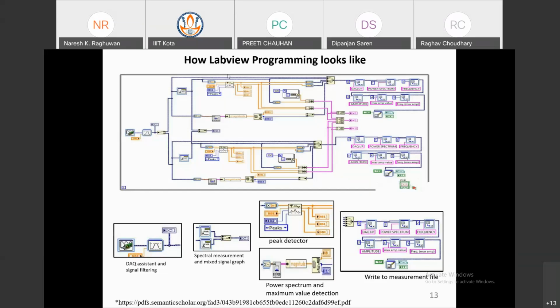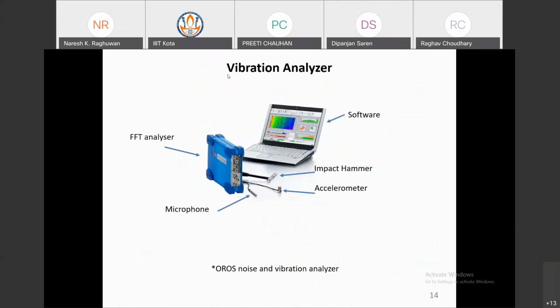Okay, so after this programming, you will get the vibration signal. After getting the vibration signals in the time domain or frequency domain, then you apply some signal processing techniques. Okay, so in LabVIEW also you can do this, or in the next slide, this is some software based. I have also worked on this software for vibration analysis. Some Oros company is there. So some FFT analyzer is here. I think 4 channel.